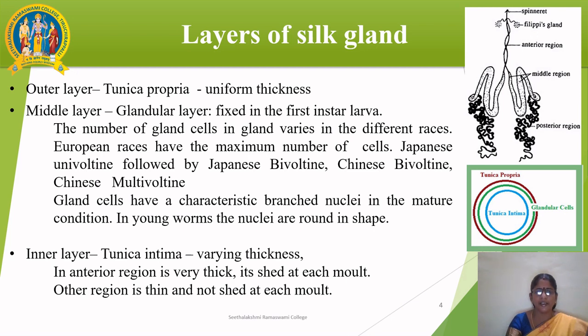Next layer is the inner layer, the tunica intima. The thickness of the inner layer varies at various regions. In the anterior region of the silk gland, the inner layer is very thick and is shed off at each molt. In the middle region and posterior region of the silk gland, the inner layer is very thin and does not shed off at each molt.